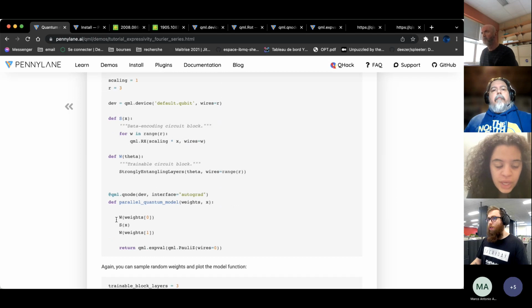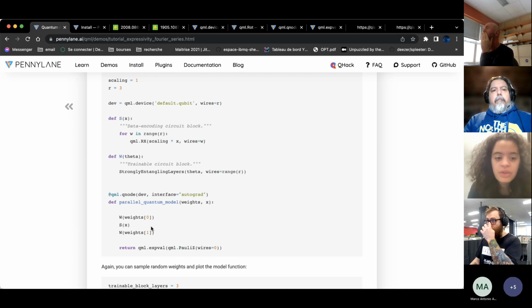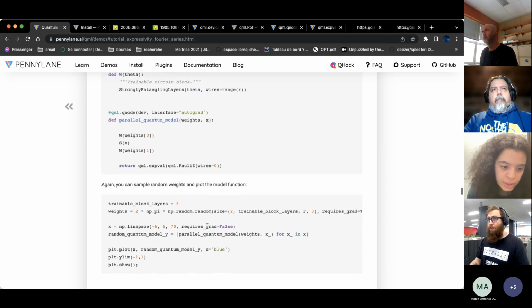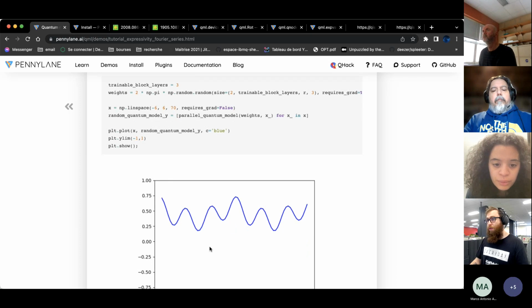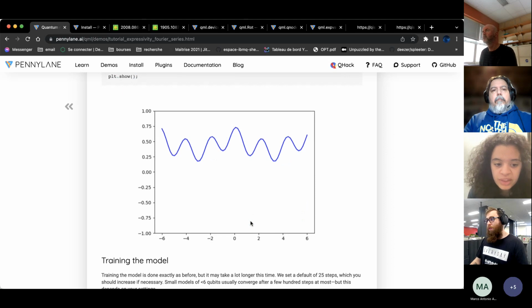So for our model, we have a W block followed by an S block and then another W block. Here there is only one layer followed by the L+1 layer. We could have interfaced this function to take a certain number of layers as we did for the 1-qubit model, but they did not do it here. And then again, you sample random weights and you plot what that gives you, something of this form. This time, as you can see, it's not only a sine function, it's of greater order than that.